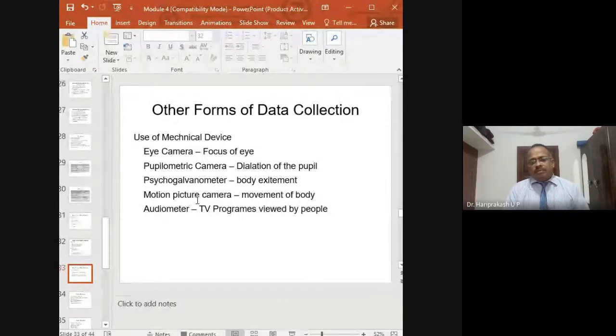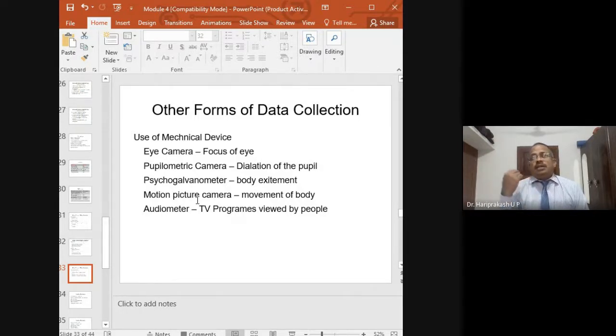Then other forms of data collection further. In some cases, you will have to collect data on some qualitative aspects, some aspects related to psychology, say attitudes, behaviors, perception. All these things you cannot collect through a questionnaire. You can collect, but the accuracy of the data may not be that high. Many things consumers cannot orally express through a questionnaire.